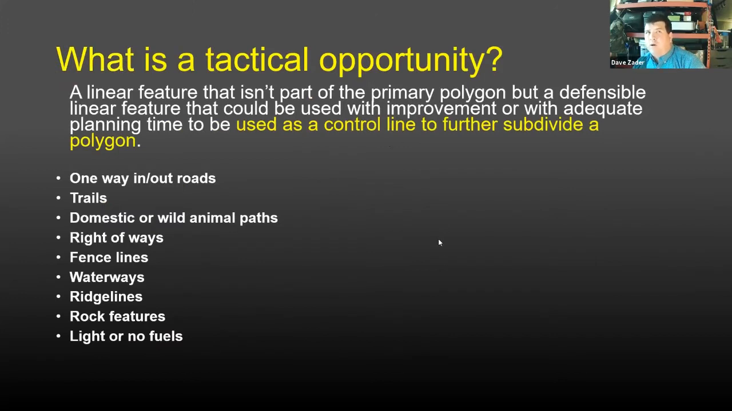So what's a tactical opportunity? That can be any linear feature that either bisects or injects into that polygon. So it could be a one-way in and out road. It could be trails or waterways or ridge lines. There's numerous different types of tactical opportunities, but they're just the opportunity to subdivide that unit into a smaller area.